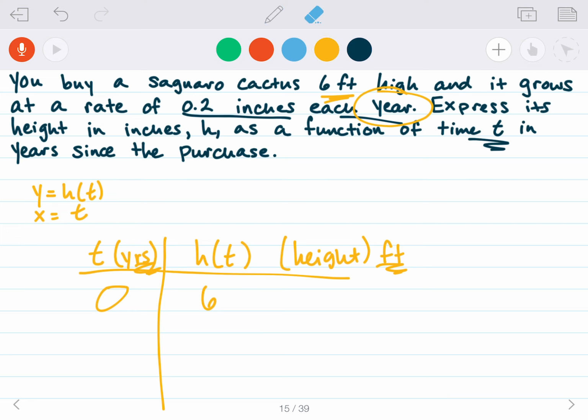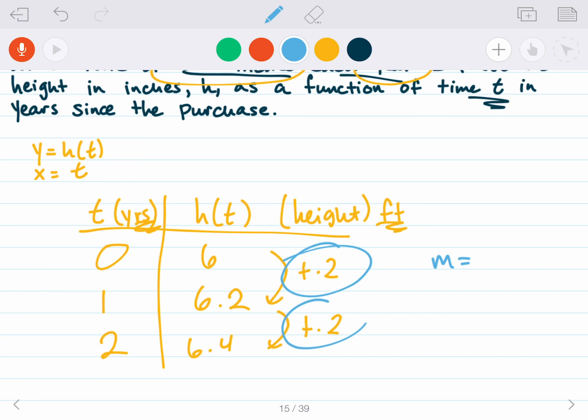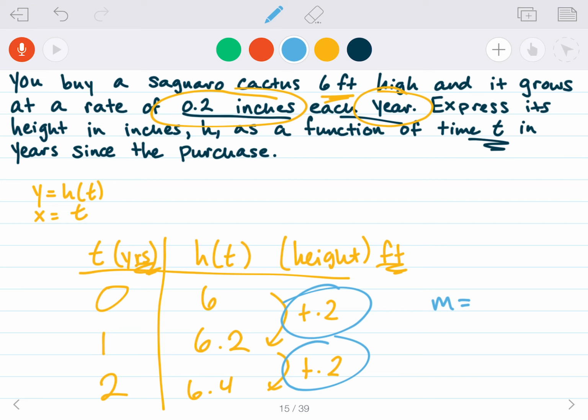All right, so year 1, well, we have to add 0.2 inches because it's growing by that much per year. So this is going to be 6.2, right, plus 0.2. Year 2, again, plus 0.2, it's going to be 6.4, etc. So here, what is my slope? My slope, I'm growing 0.2. Oh, I'm sorry. You know what we're going to do? I actually messed up here because, look, we're in two different units. We're in feet and inches. Let's change feet into inches so that we can add these things.